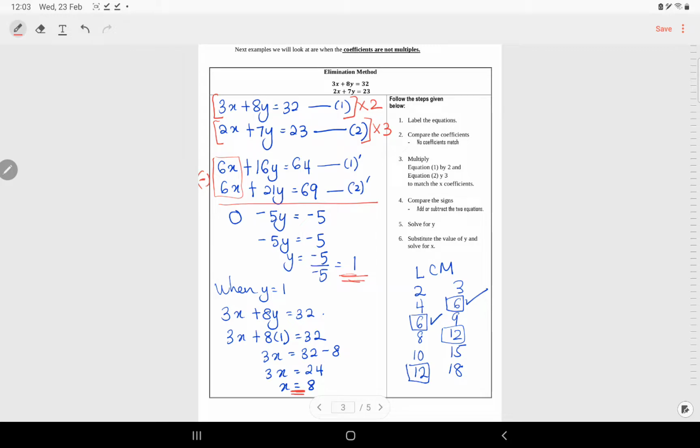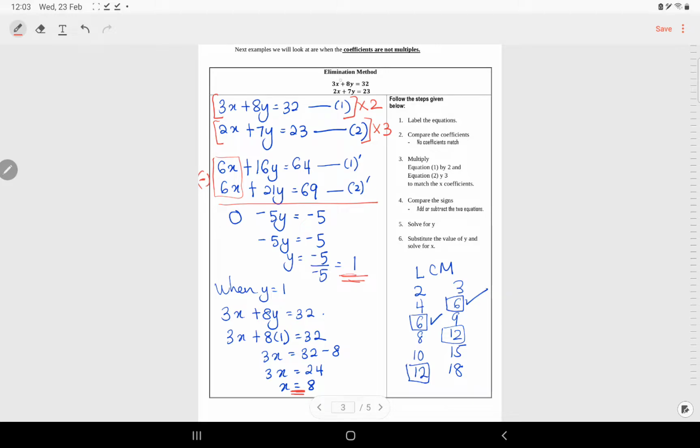Alright, so the same concept here is that to solve simultaneous equations using the elimination method, we want one of the terms to have the same coefficient. By doing so, we can eliminate it by adding or subtracting. So how do we do that in this case?